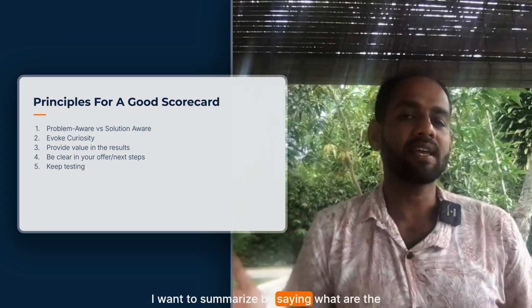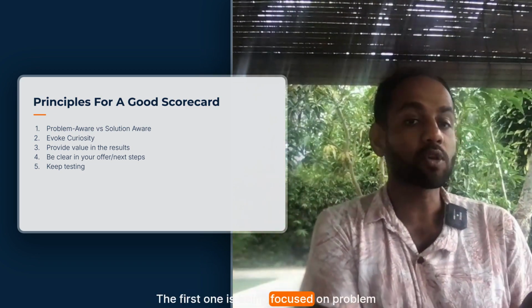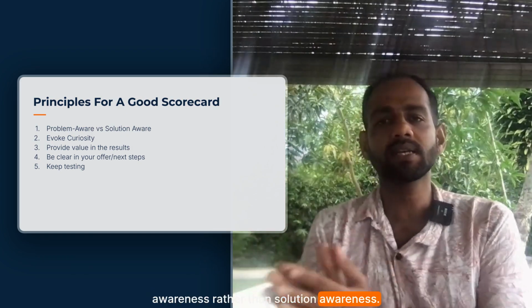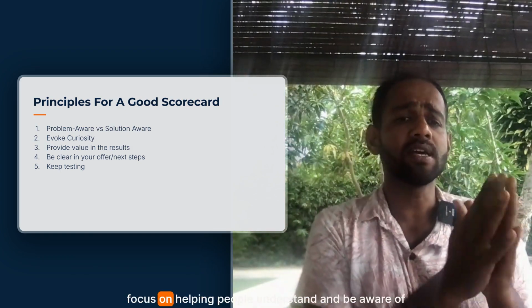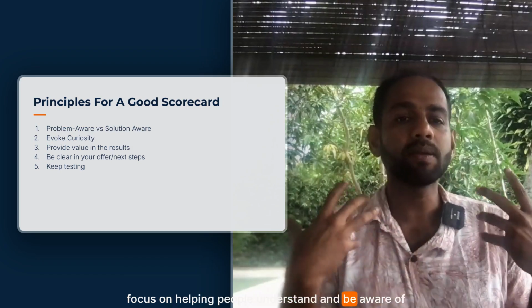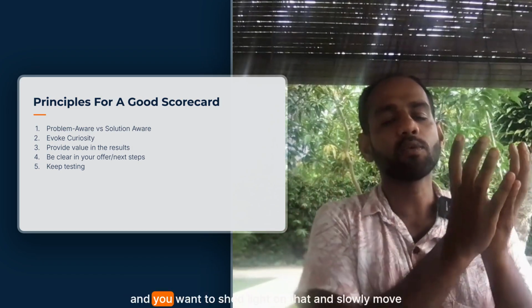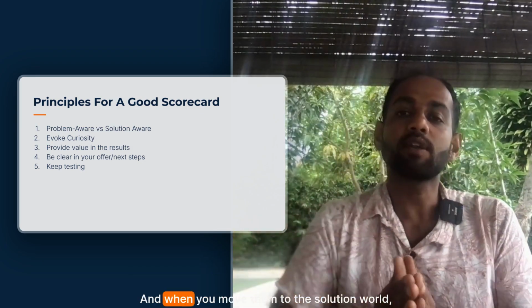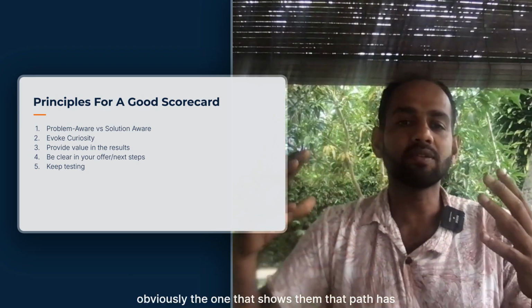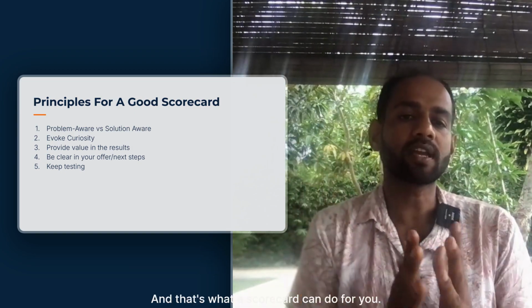I want to summarize by saying, what are the principles for a good scorecard? The first one is being focused on problem awareness rather than solution awareness. So what I mean by that is that you really want to focus on helping people understand and be aware of their problem, because most people know what their problems are, what their needs are, and you want to shed light on that and slowly move them into the solution world. And when you move them into the solution world, obviously the one that shows them that path has the highest credibility, and that's what a scorecard can do for you.